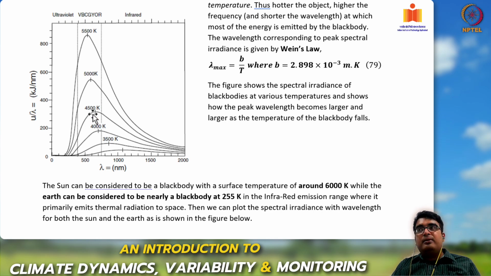Firstly, the total radiation intensity is the integral of this over all wavelengths, and this total area decreases very fast as the black body temperature decreases, as we would expect because it's a T to the power 4 dependence. Secondly, the wavelength at which the emission peaks is going into higher and higher wavelengths, or lower and lower frequencies, as the black body temperature falls.